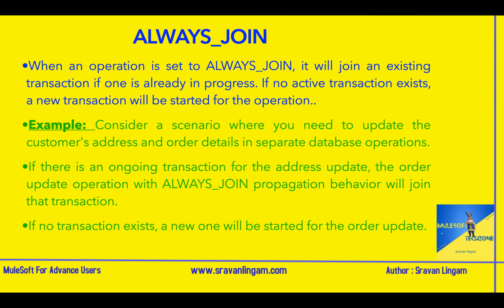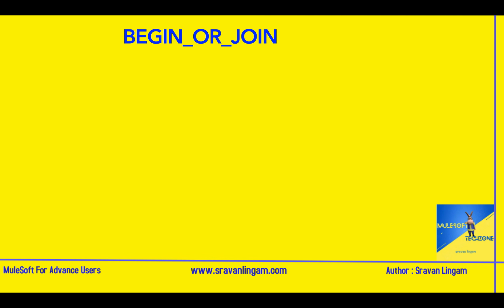If there is no customer address change, then there is only one order update that needs to be done, so it will create a new transaction. We don't have to bother about it. So in such a use case, you always have to use this join transaction type. Begin or join. So what does it mean?